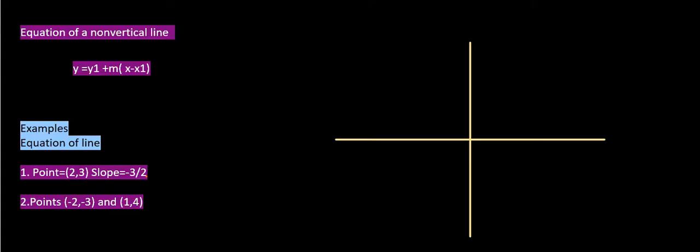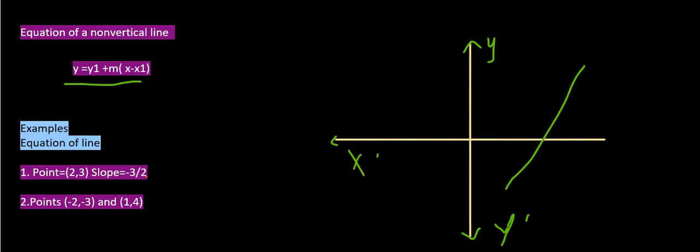To find the equations of a non-vertical line, we can simply use the rise and run ratio form of slope to make an equation of a non-vertical line. Suppose this is our non-vertical line, this is our positive y-axis, and this is our negative y-axis, and this is our negative x-axis, and here lies our positive x-axis.